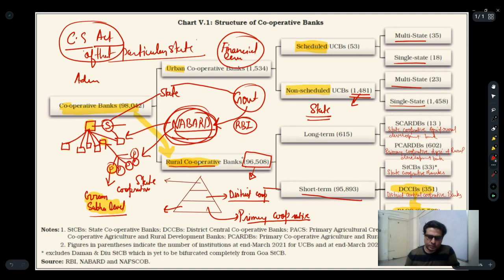I explained about the state cooperative, district cooperative, and primary cooperative. Is it clear? Okay. Okay, fine. So if it is clear, now we have to move towards what? We have to move towards the functioning of long-term rural cooperative banking. In long-term rural cooperative banking, there are two organizations. One is at the state level and another is at the primary level.